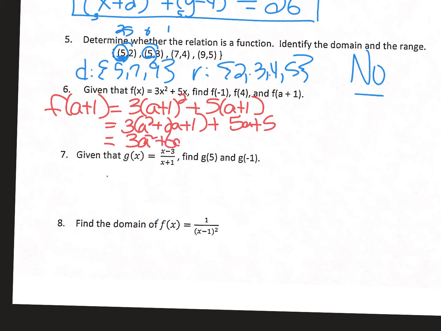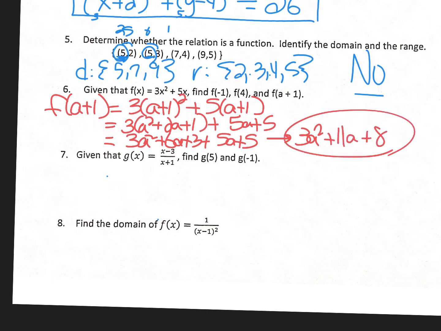3a squared plus 6a plus 3 plus 5a plus 5. And then I'm just going to add the stuff that they have in common. 3a squared is good. They have a 6a and a 5a. That's 11a. Have a 3 and a 5. That's 8. And there you go. That's the last part of 6. Very careful there. Be so careful.